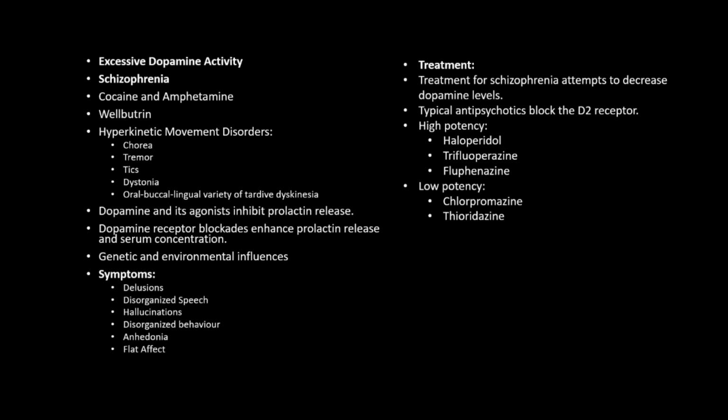Now, specifically looking at schizophrenia, we can see that it's caused by an increase in dopaminergic activity, and genetic and environmental influences can impact how the dopamine functions. The common symptoms are delusions, disorganized speech, hallucinations, disorganized behavior, and something called the flat affect. The treatment for schizophrenia attempts to decrease the dopamine levels due to the high amounts.